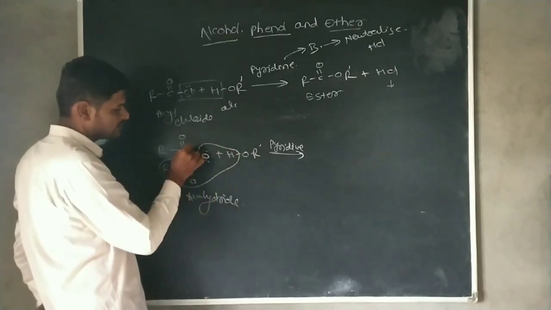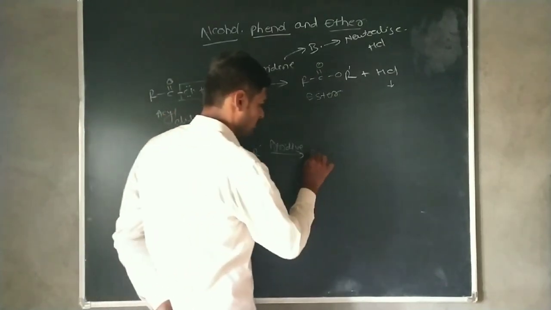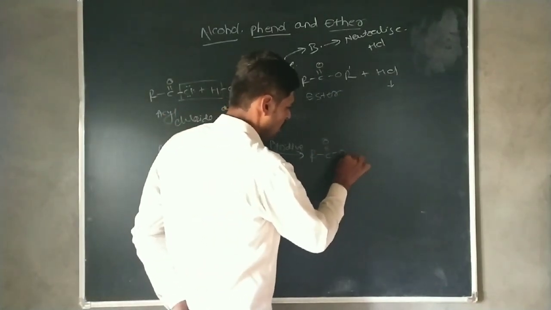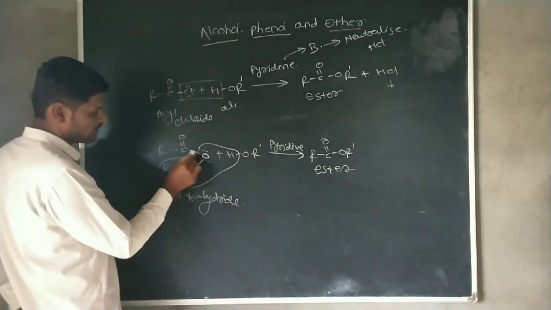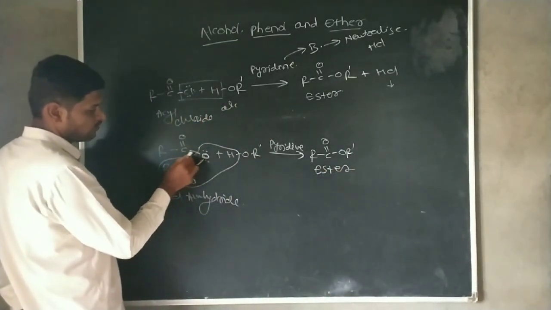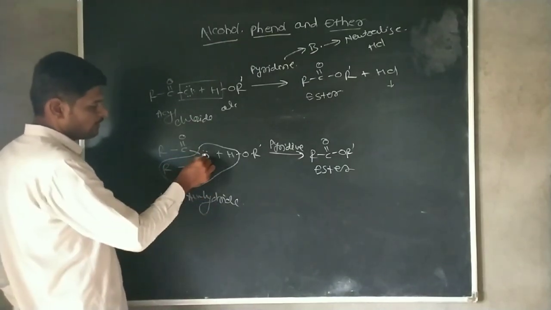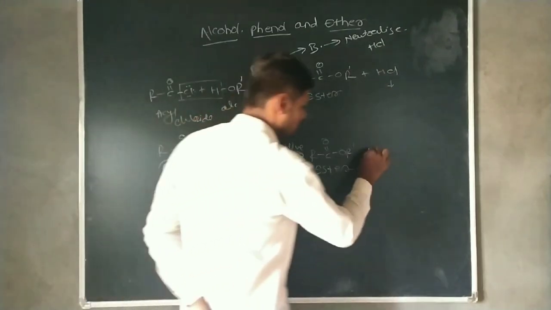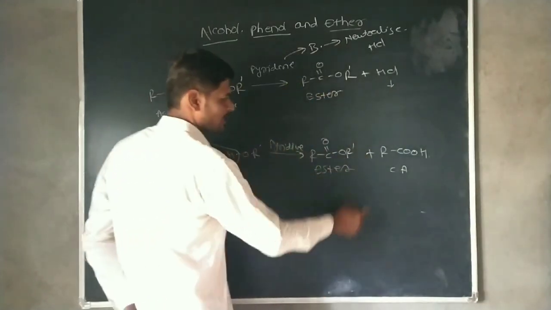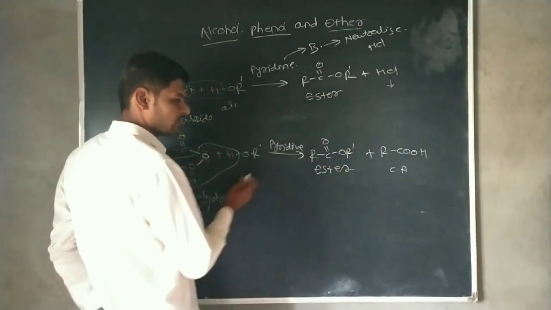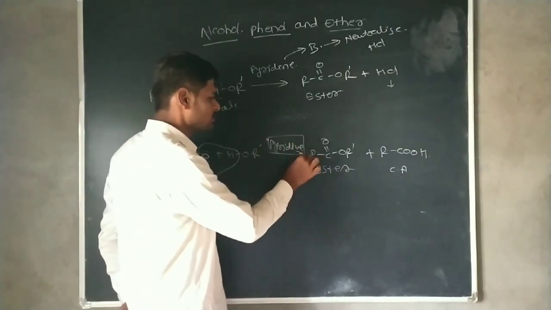This alkoxide ion attacks the carbonyl carbon, and there is a formation of R-C double bond O-R dash. There is a formation of ester, by breaking of the bond between carbon and oxygen atom. Then this O minus combines with the H plus ion, and there is a formation of carboxylic acid. This carboxylic acid again reacts with the ester, and then it shows the reversible reaction. To avoid this reversible reaction, we can use pyridine.